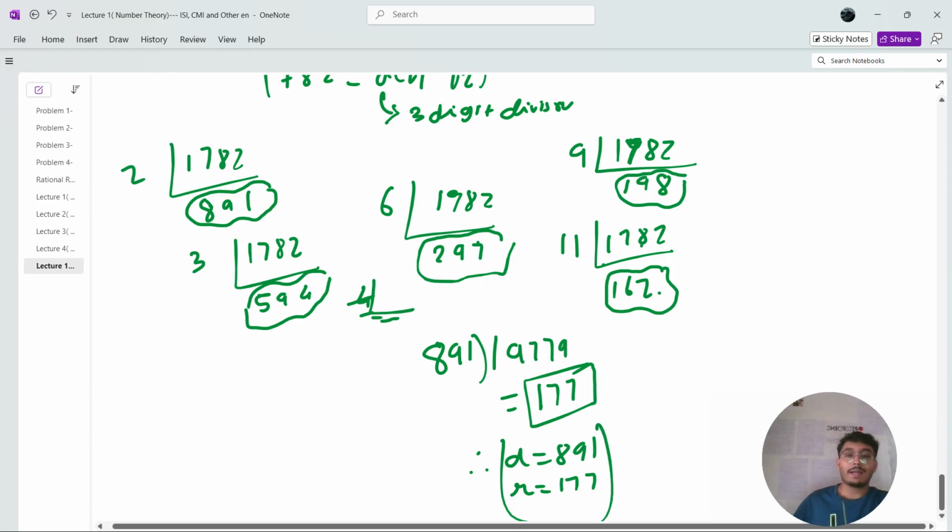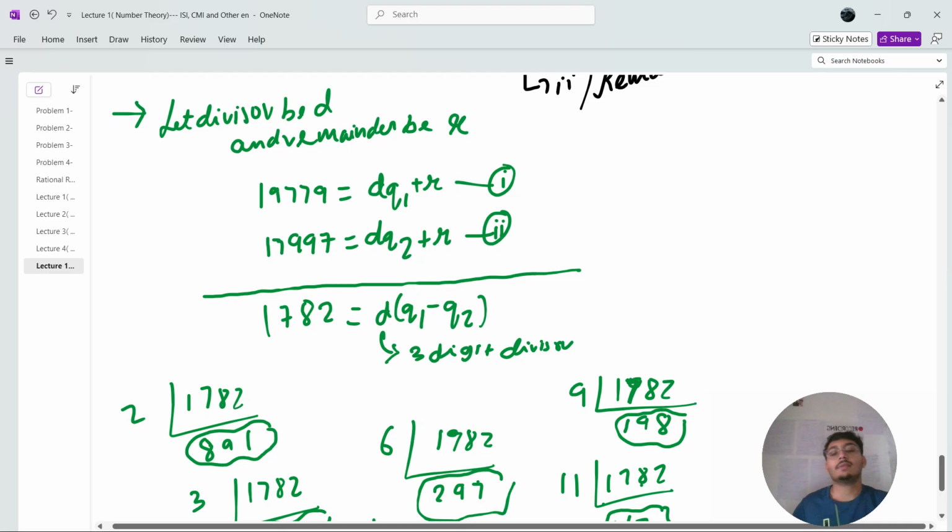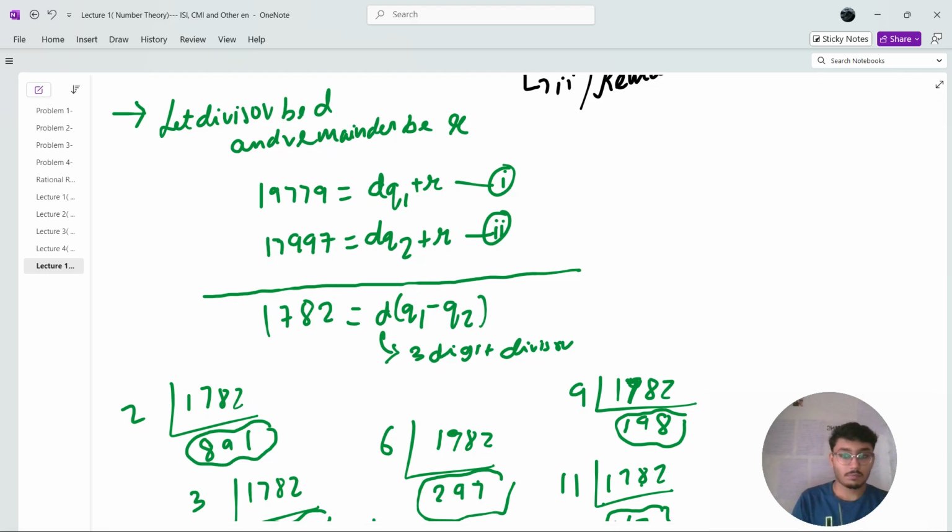One question might come to your mind is, why am I subtracting this? I'm just subtracting this so that it becomes easier to get my D. Good. So we did two topics today.